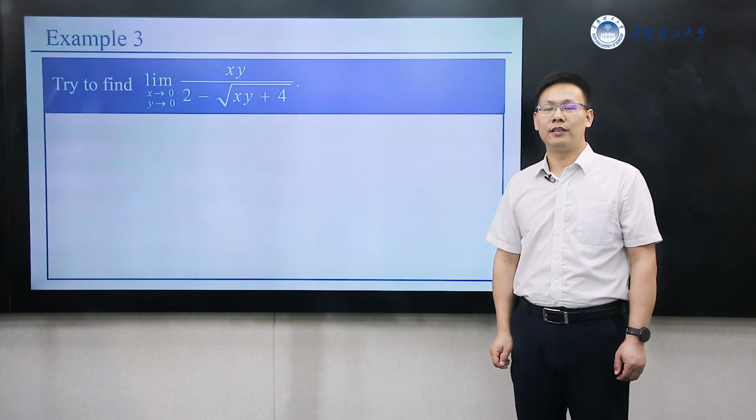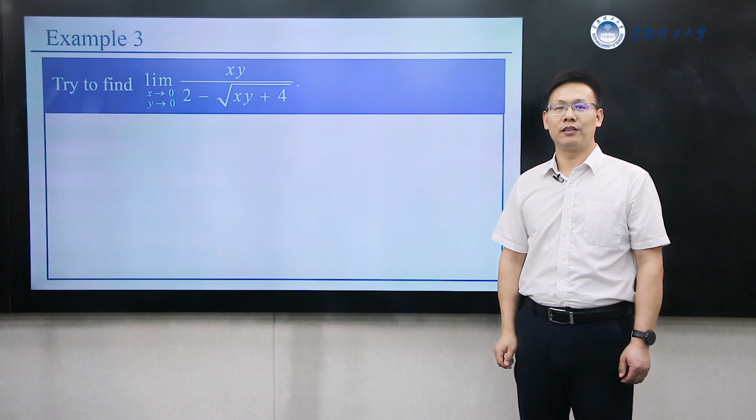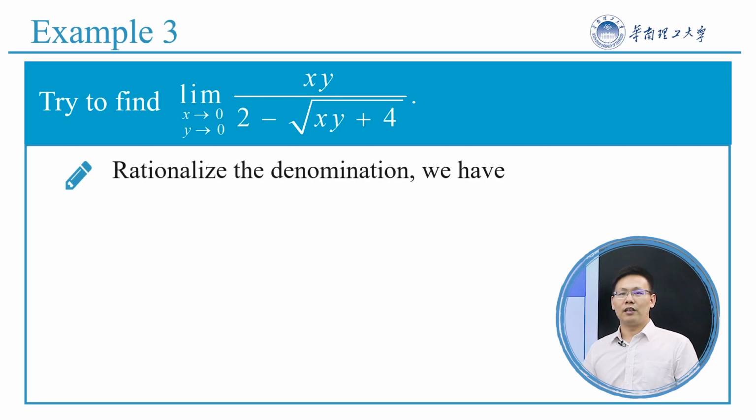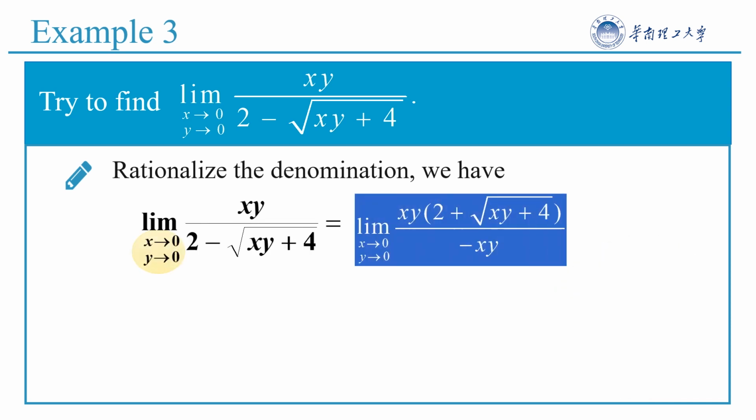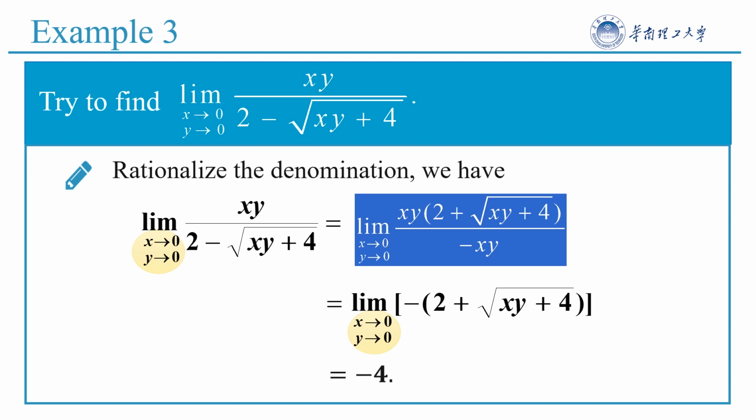Example 3. Try to find the limit. Solution: rationalize the denominator. We have the following expressions. So the limit is -4.